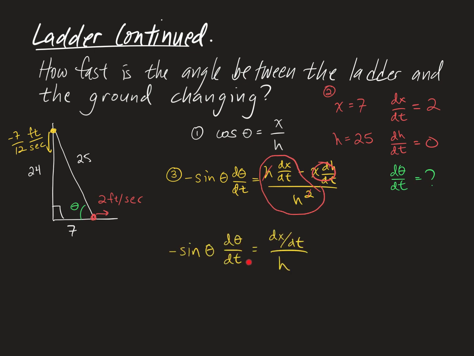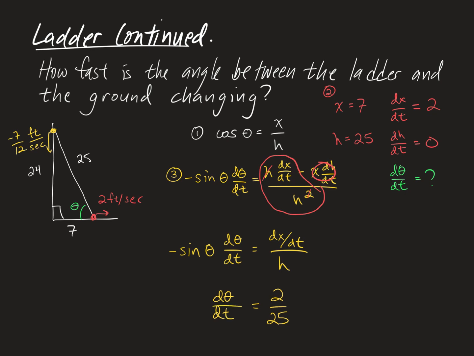All right, now we can go substitute everything in. So I'll put 2 in for dx/dt, 25 in for h. We're trying to solve for dθ/dt, but we have to figure out what this negative sine of theta is. So let me get this in here. 2 over 25 equals dθ/dt.